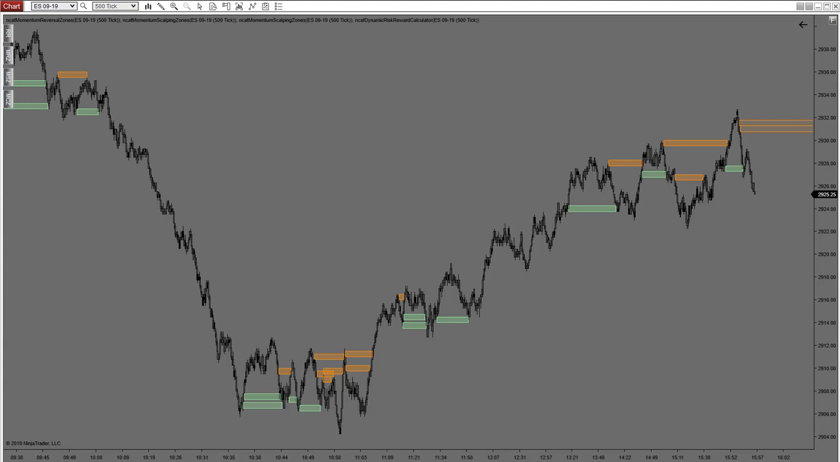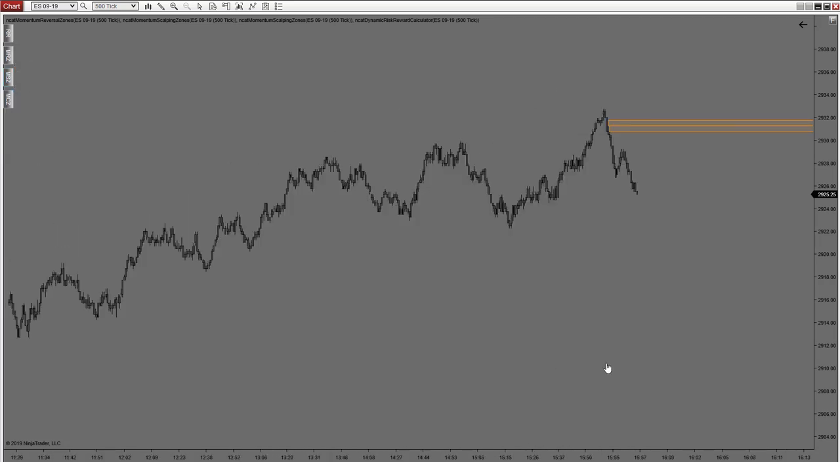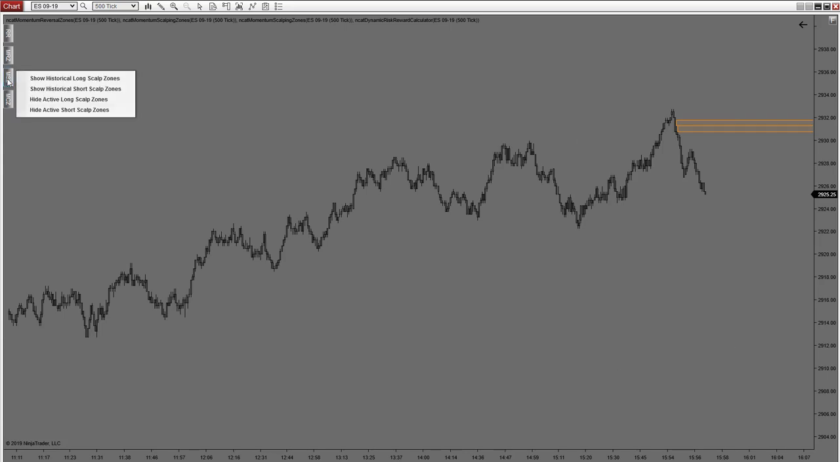Just looking at the chart, you see the momentum scalping zones applied here. The orange zones are zones where we scalp to the short side. The green ones are where we buy to the upside, and so this tool can show historical trades like now, or you can just turn them off and on for real-time trades, and turn off the entire historical plot to not clutter your chart, and you just go after the opportunities that come with that.